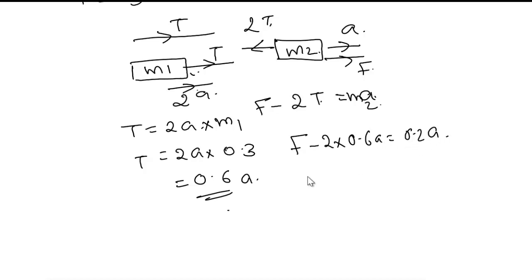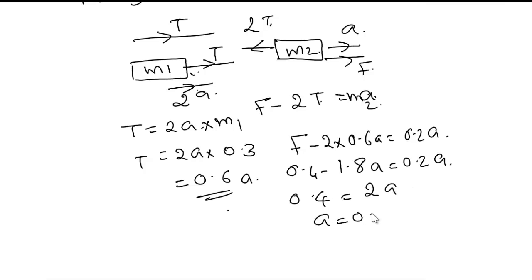Right, so I can write F, the force. How much is it given? The value is given over here. F is given as 0.4 newton. So 0.4 minus 1.2A, equals 0.2A, and 0.4 equals, when I take it to the other side, 2A. Therefore, A I am getting as 0.2 meter per second square.